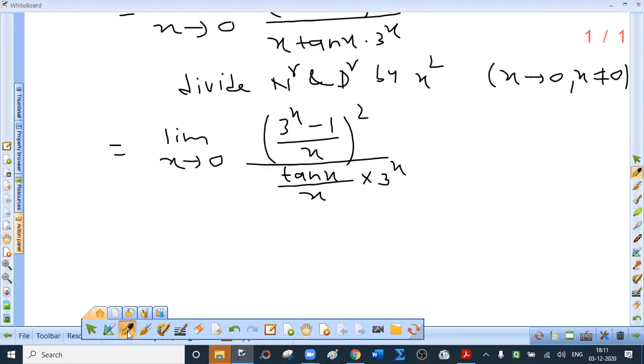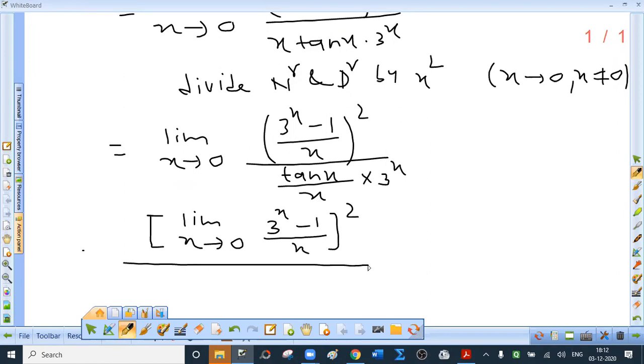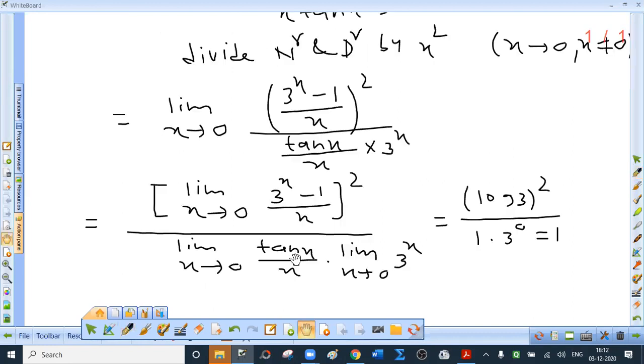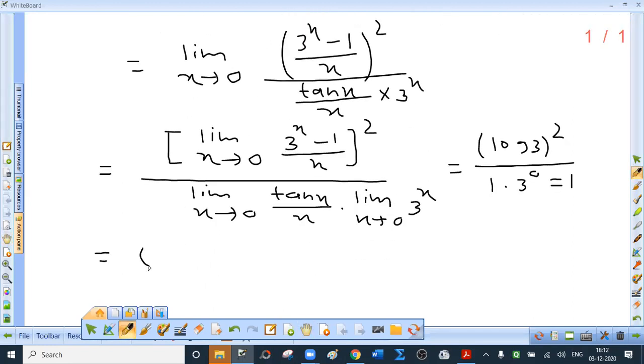Now limit of square is square of limit and so on. So this is limit x tends to 0, (3 raised to x minus 1 upon x) bracket square, upon limit x tends to 0 tan x upon x into limit x tends to 0 3 raised to x. Okay. Now this is log 3. So I will say (log 3) bracket square upon, this is 1 into 3 raised to 0, which is again 1. So what is the final answer? (Log 3) bracket square. Remember, (log 3) square is not 2 log 3.